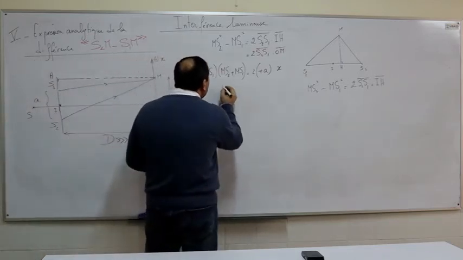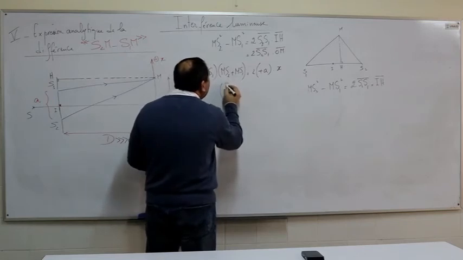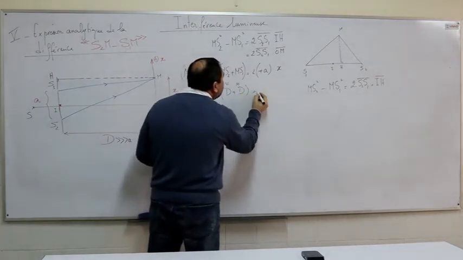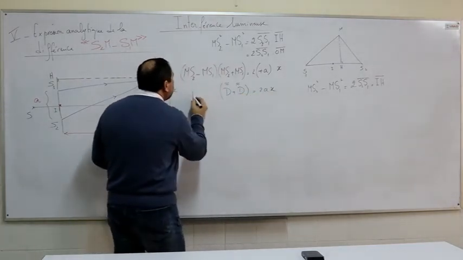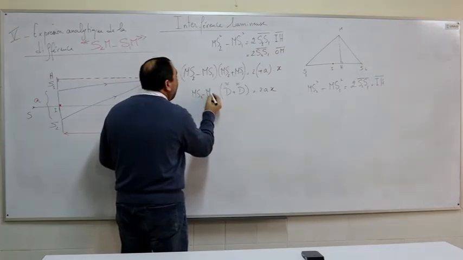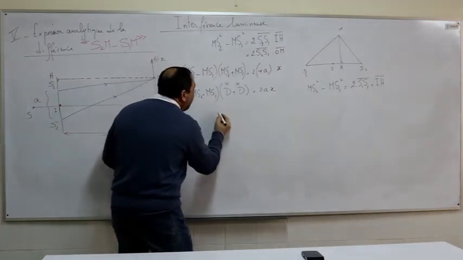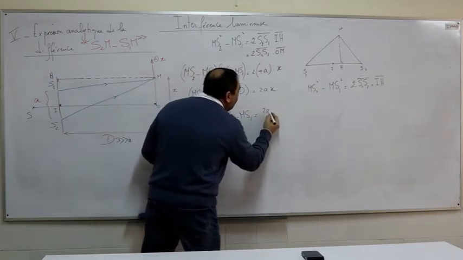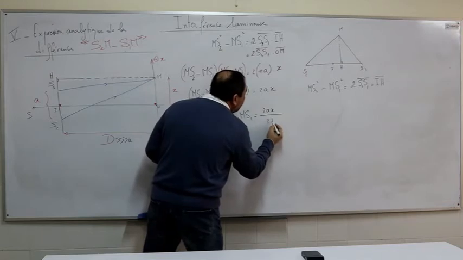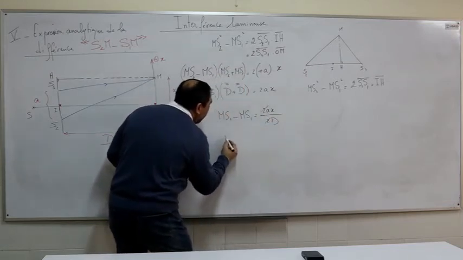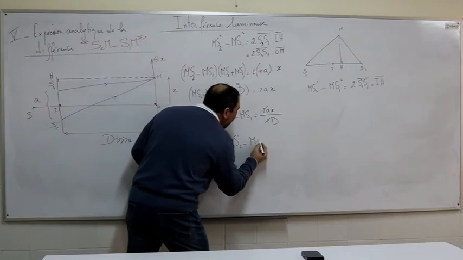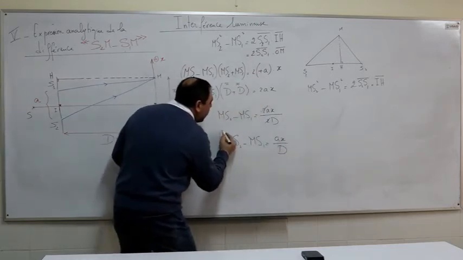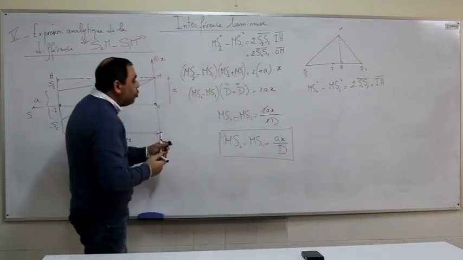MS2 is approximately equal to D, plus MS1, which is approximately equal to D as well, so the sum is 2D, and the right side is 2aX. For MS2 minus MS1, we obtain 2aX over 2D. We can simplify to get MS2 minus MS1 equals aX over D. This relation is to be memorized and is very important.